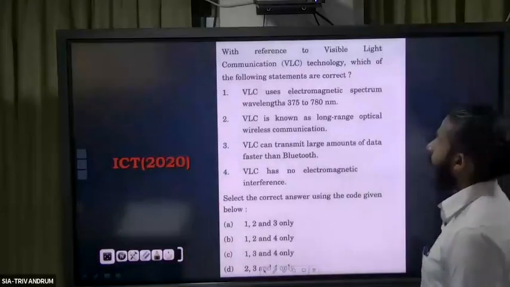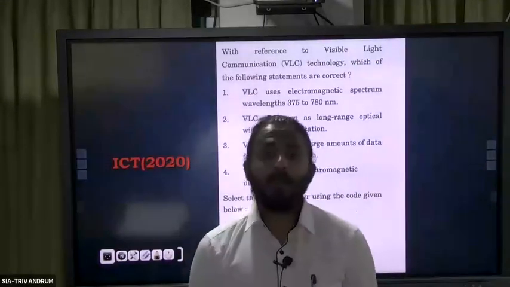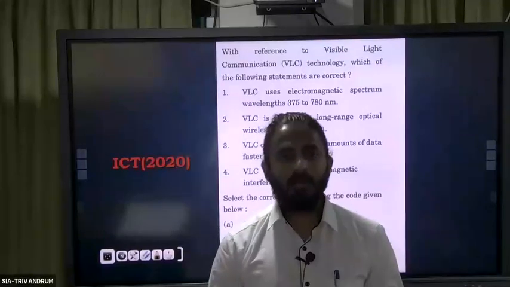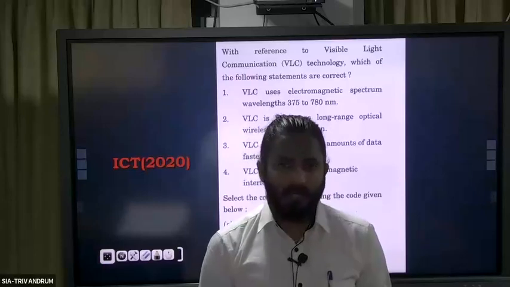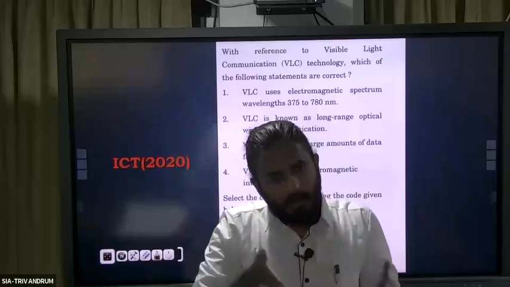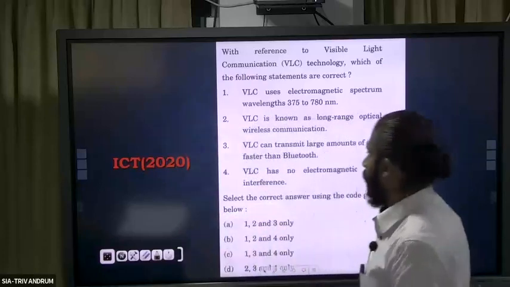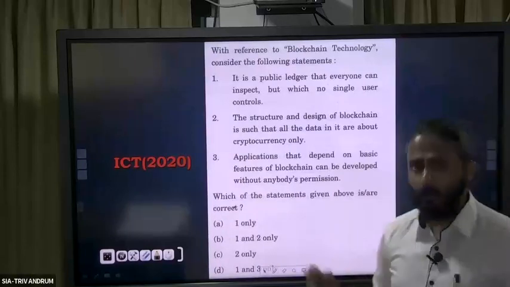Then a statement was asked about VLC. Again, it was asked last year. Visible light communication, right? Visible light communication, which is the technology we use in light fidelity. Light fidelity was already asked in 2016. They asked about the technology of that in 2020. Visible light communication. Then blockchain technology, again 2020.